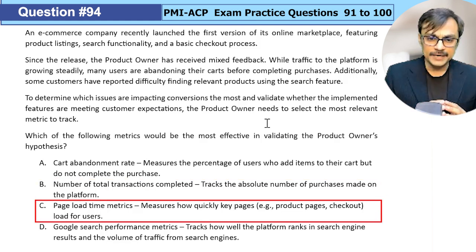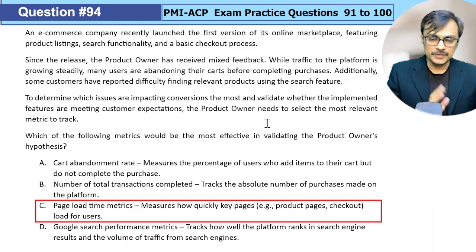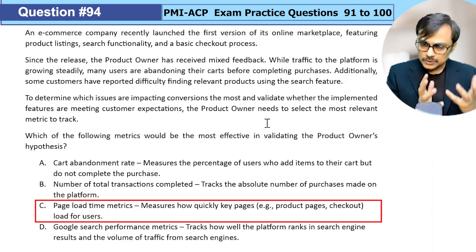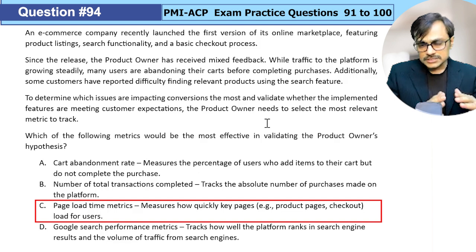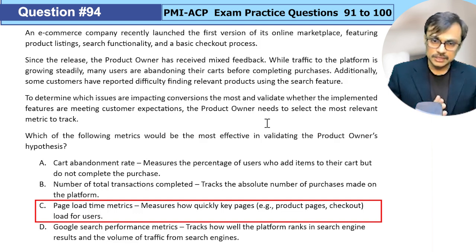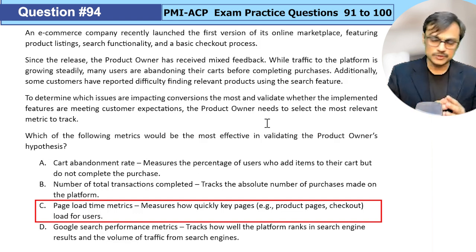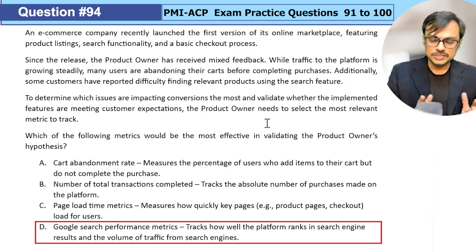Option C, page load time metrics measure how quickly the pages are loading. Page load could be a metric, especially for technical search engine optimization, for technical conformance requirements. That's a good metric, but it is not helping me find out whether we are doing the right thing to improve our checkout process and reduce the rate of people not finishing the checkout process. So C looks like a little SEO-oriented or performance-oriented metric. Option D, Google search performance metrics tracks how well the platform ranks in search engine results and the volume of traffic from search engines.